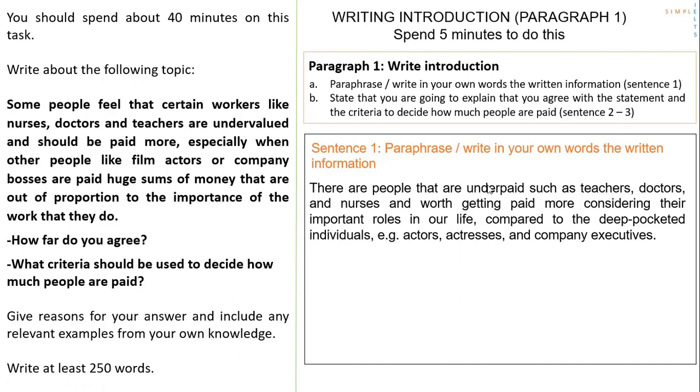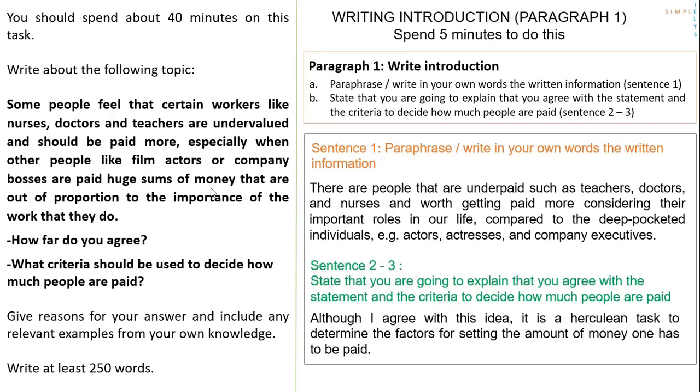And then compared to the deep-pocketed individuals, compared to film actors or company bosses that are paid huge sums of money. So they have the same meaning. Okay, so that's an example of how you paraphrase the written information.